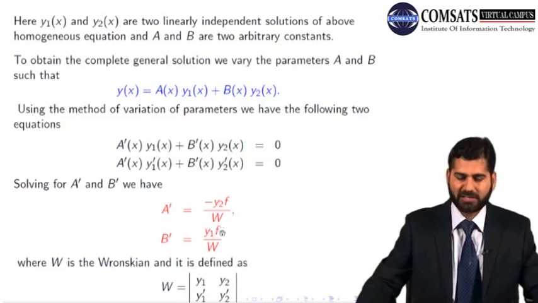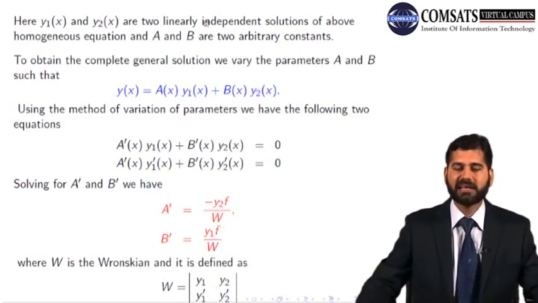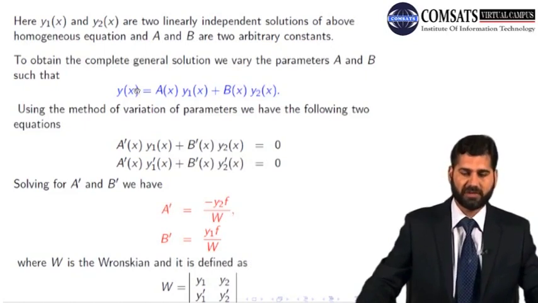Alright, so W has to be non-zero, and the linear independence of these two solutions guarantees that W will be non-zero. Alright, so these two are defined equations, and now we can integrate them to find A and B. Once you get A and B, plug them into the blue equation, and you get another y of x, which is the solution. We call this the particular solution of the equation.